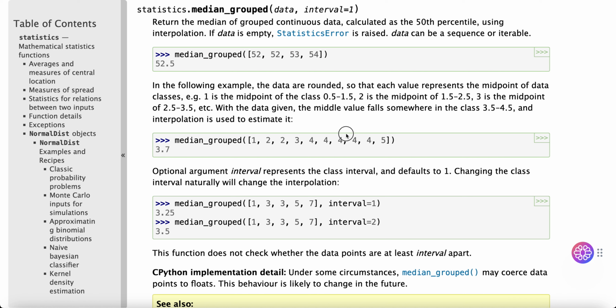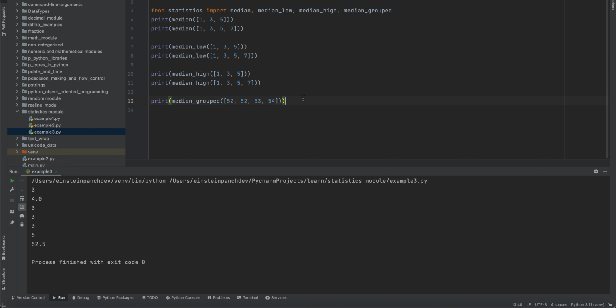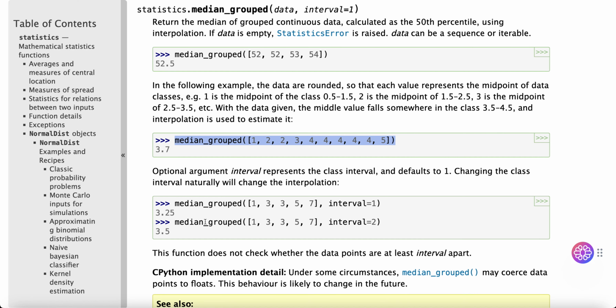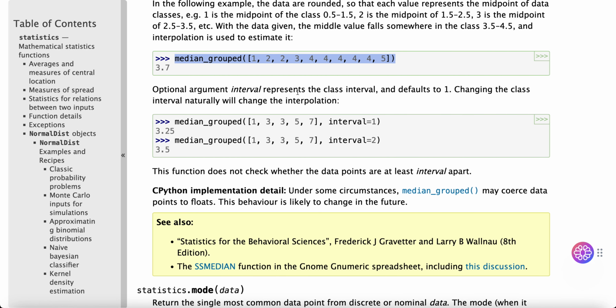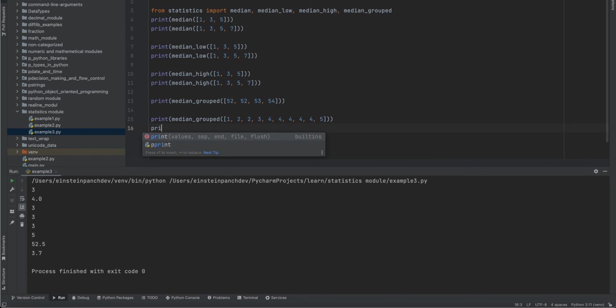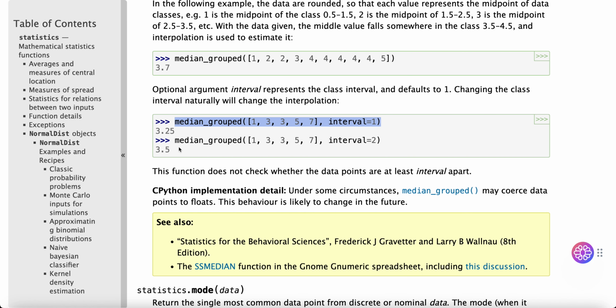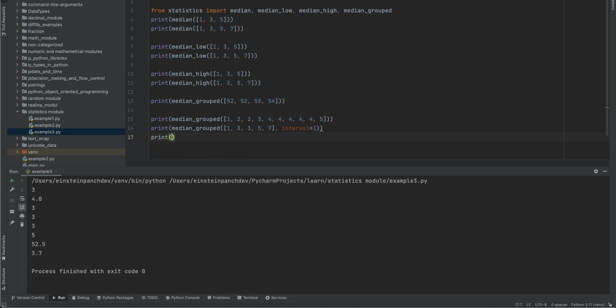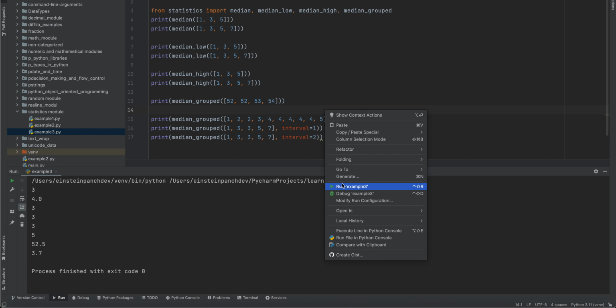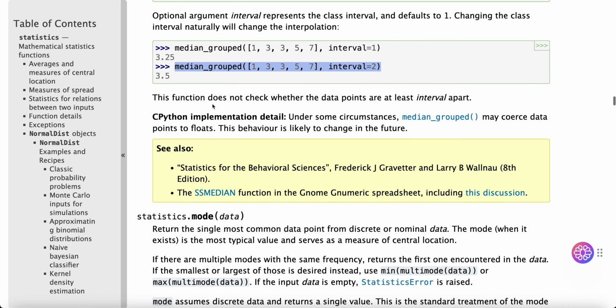estimate it. Median, let's print it. Median grouped and print it. 3.7. The optional argument interval represents the class interval and defaults to 1. Changing the class interval naturally will change the interpolation. Median grouped 1 through 7, interval equal to 1. Print interval equal to 1 and print interval equal to 2. Print median, interval equal to 2. Let's run it. 2.25. The function does not check whether the data points are at least interval apart.